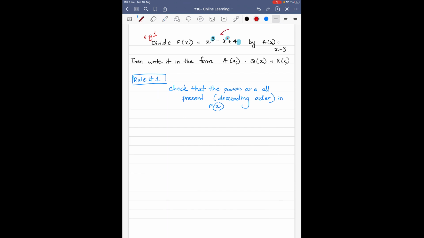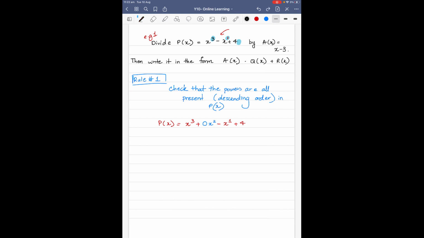But we're missing a power of 2, yeah? So if I was to rewrite my P(x), because you need to have all the powers there, we have x to the power of 3. We're missing our x to the power of 2, which is the same as 0x squared. Don't you guys agree? Then we have x to the power of 1, and then we have no x's. So that's the first thing you guys have to check.